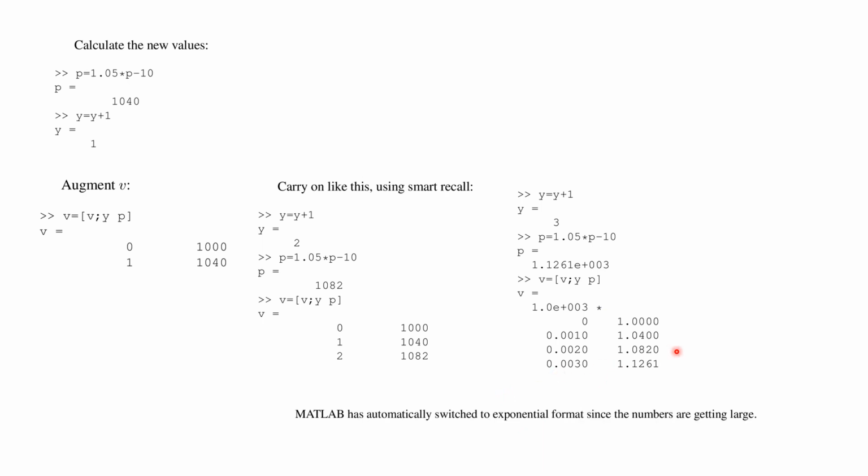And MATLAB has now switched automatically to exponential format, scientific notation. So here this is all multiplied by 10 to the power 3. It's all multiplied by 1,000. If you don't like that format, we can use another format, but MATLAB will switch when it is convenient.